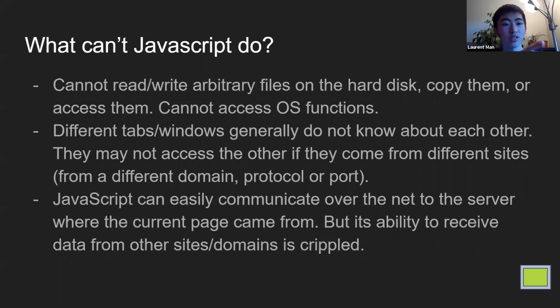Okay, so different tabs and windows also do not generally know about each other. If I had a Gmail and a Facebook page open, these two sites should not be able to connect. JavaScript can also easily communicate over the net to the server where the current page came from. However, its ability to receive data from other sites is crippled because that's, again, potentially releasing private information.